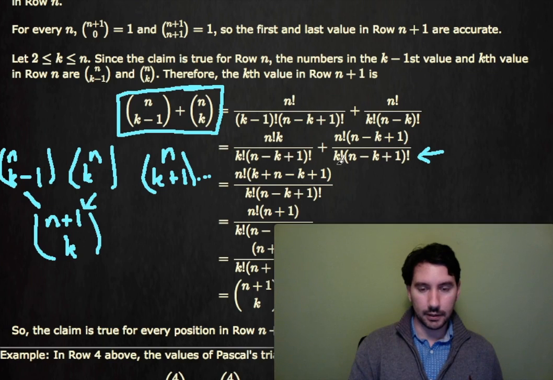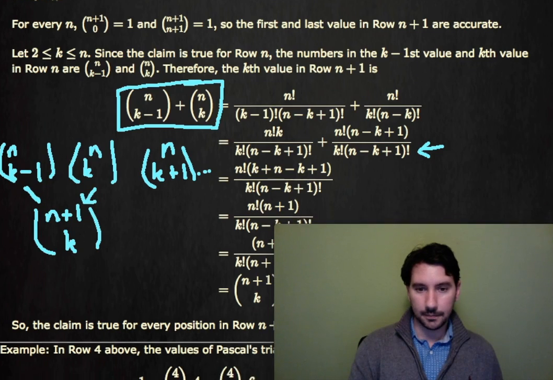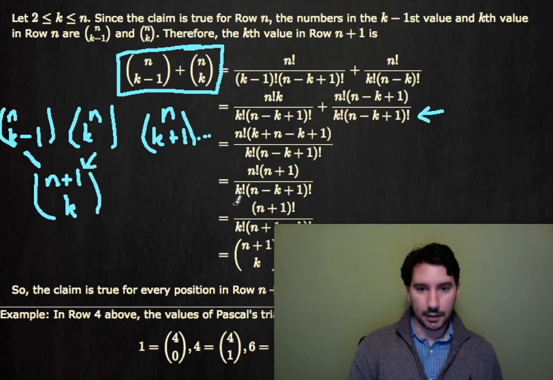So we can combine those together, and on the top we have n factorial in both terms. So we pull out the n factorial, and we'll get a k plus n minus k plus 1. So this is just the combination of this k and this n minus k plus 1. Now the k and the minus k are going to cancel. So this is just n factorial times n plus 1 all over k factorial times n minus k plus 1 factorial.